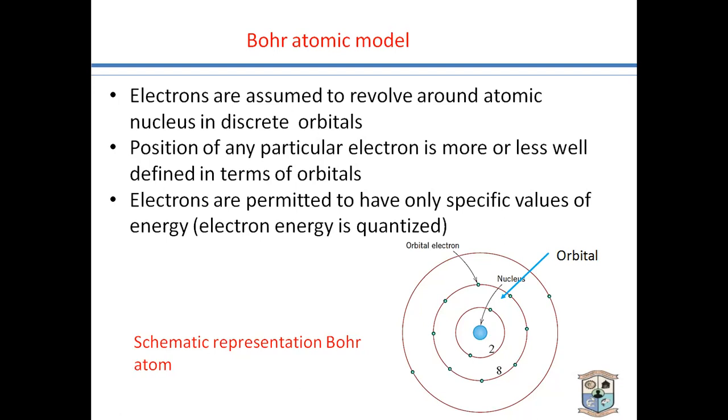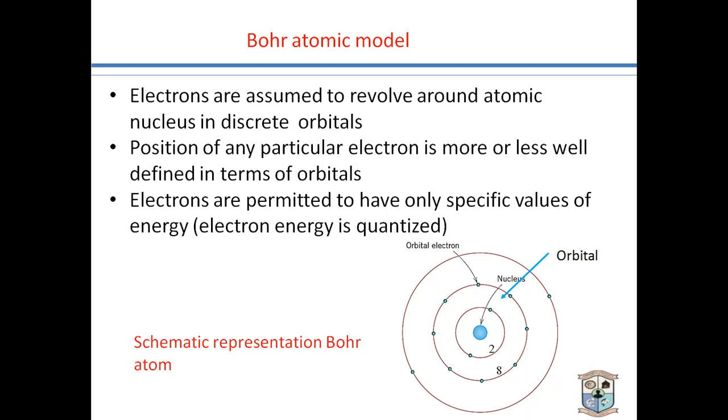So as electrons are assumed to revolve under this theory, or in this atomic model, electrons are assumed to revolve around the atomic nucleus in discrete orbitals. And the position of any particular electron is more or less well defined in terms of orbitals. So for the inner one, as you know, the maximum number of electrons it can carry is 2. The next shell, the maximum is 8. The outer shell there, the maximum is 18, and so on and so forth.